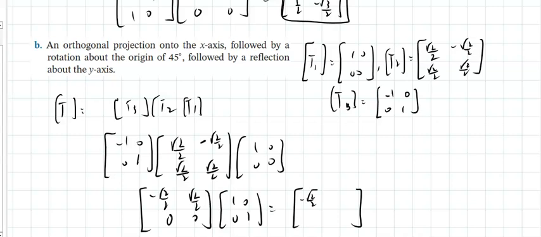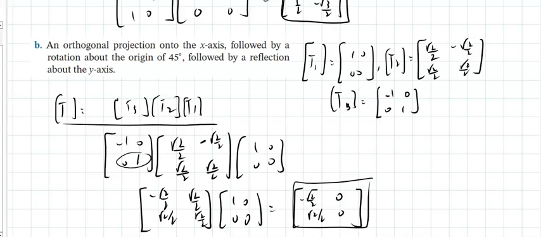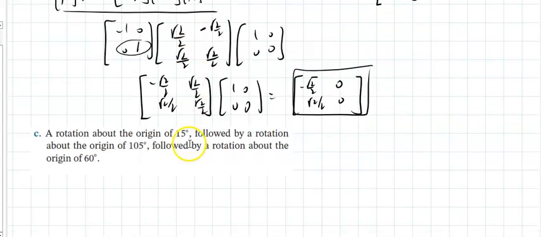I'll get radical 2 plus 0, radical 2 plus 0, 0. I'll get radical 2 over 2 and radical 2 over 2. And if I multiply that by, there we go, I'll get negative radical 2 over 2, and then 0 plus 0 is 0, radical 2 over 2 plus 0, and 0 plus 0 is 0. There it is. That's the total outcome of those three transformations applied in that specific order.